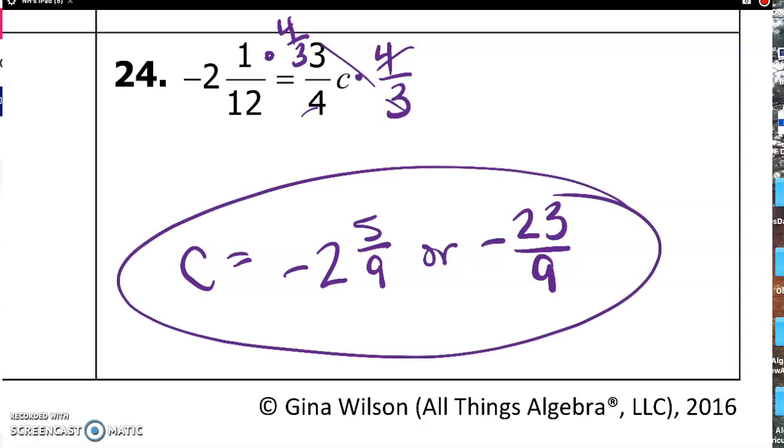So for the most part, it's the exact same as just doing regular numbers or decimals. However, with fractions, when you need to get rid of a fraction that's being multiplied, we don't divide fractions, we multiply by the reciprocal.